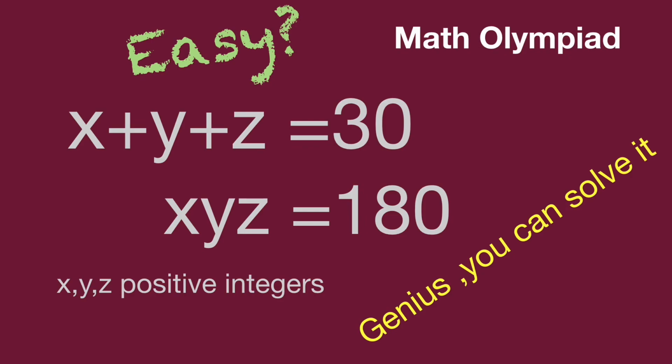The given information: x, y, z are positive integers. Then to fulfill x plus y plus z equal to 30 and xyz equal to 180, find the values of x, y, z. It seems easy, but not really. Can you try it? In this video, we are sharing nice math logic to get the result.